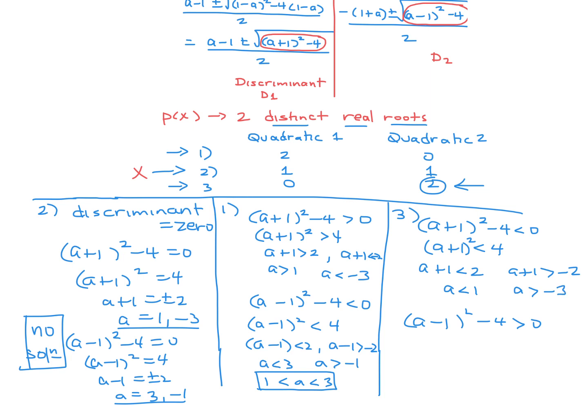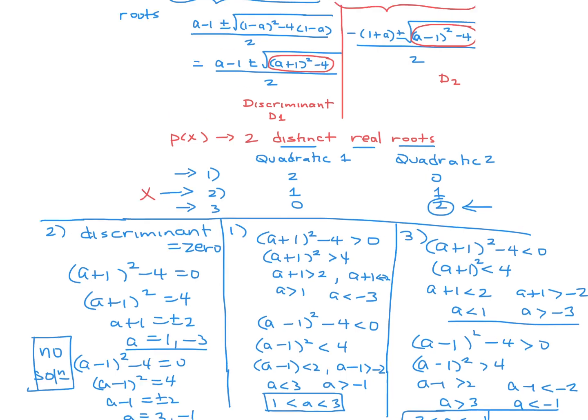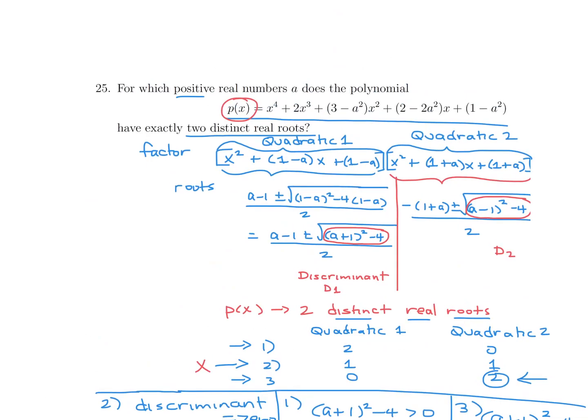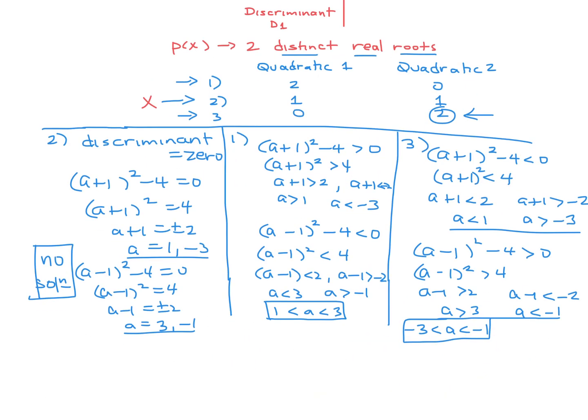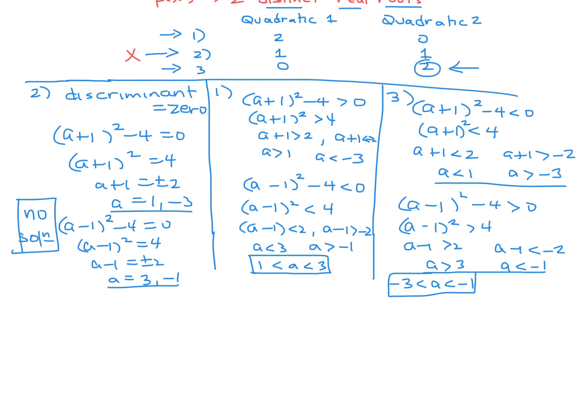And the next one will be (a minus 1) squared is greater than 4. So a minus 1 is greater than 2, or a minus 1 is less than minus 2. A is greater than 3, or a is less than minus 1. So if you combine these two, what do I get here? The combination would be minus 3 is less than a, less than minus 1. So what do they want? The positive real number. So a is positive. So since a is positive, that means this is the only solution that is valid.